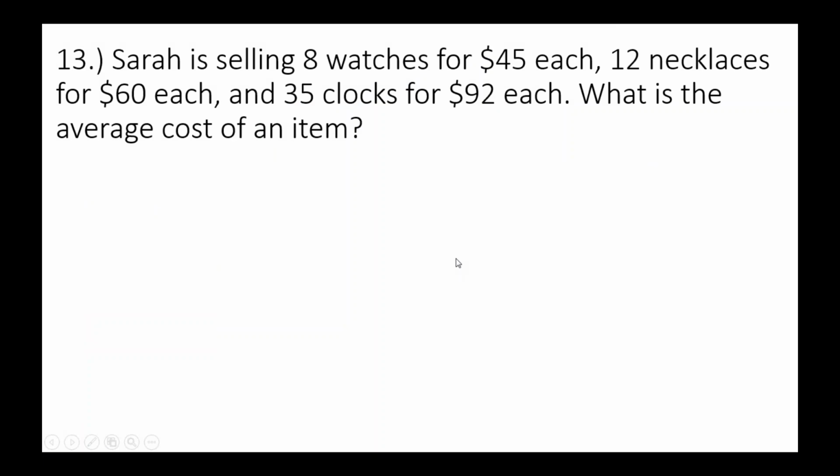So the first one we're going to do is not a GPA problem. We're going to talk about Sarah. She's selling 8 watches for $45 each, 12 necklaces for $60, and 35 clocks for $92. What is the average cost of an item?